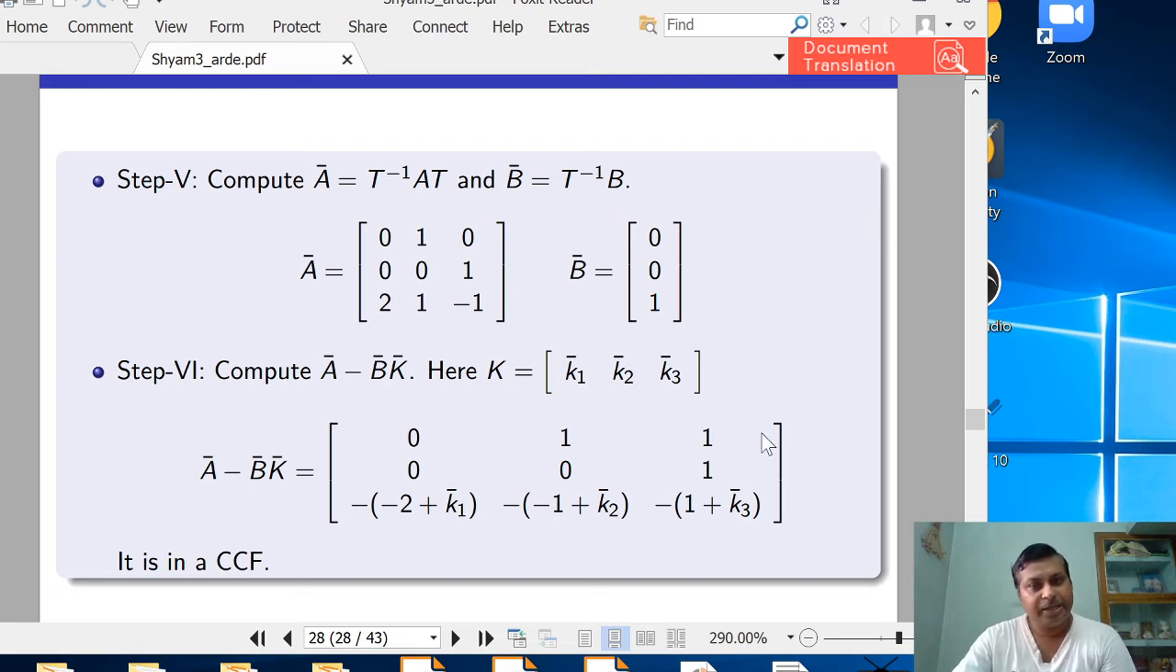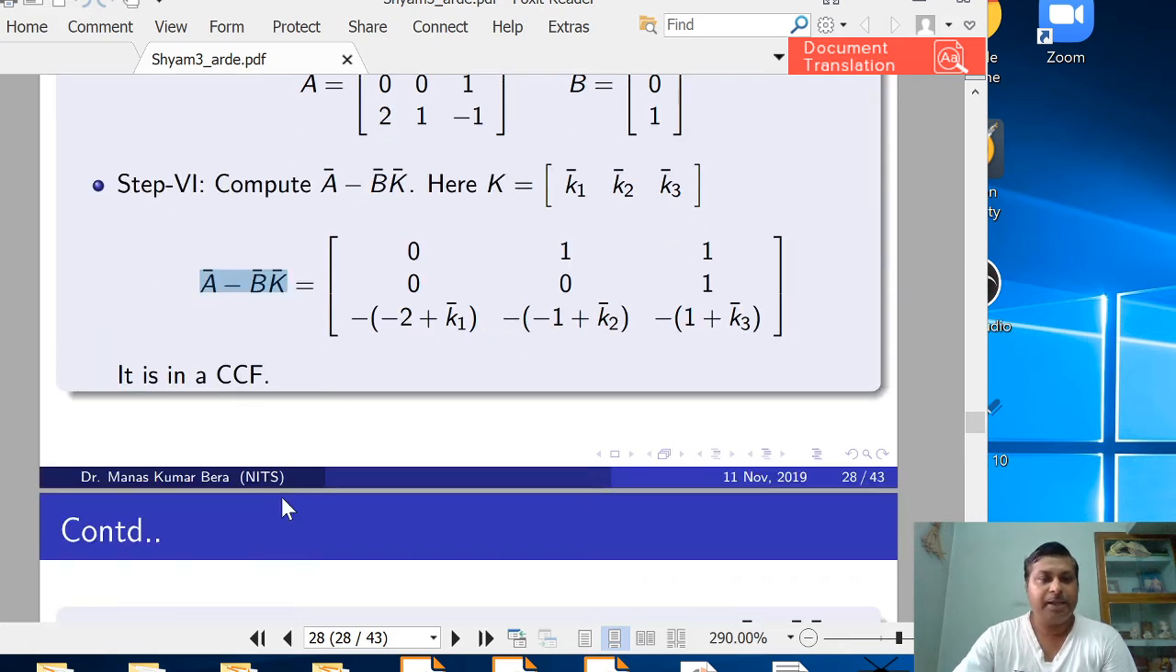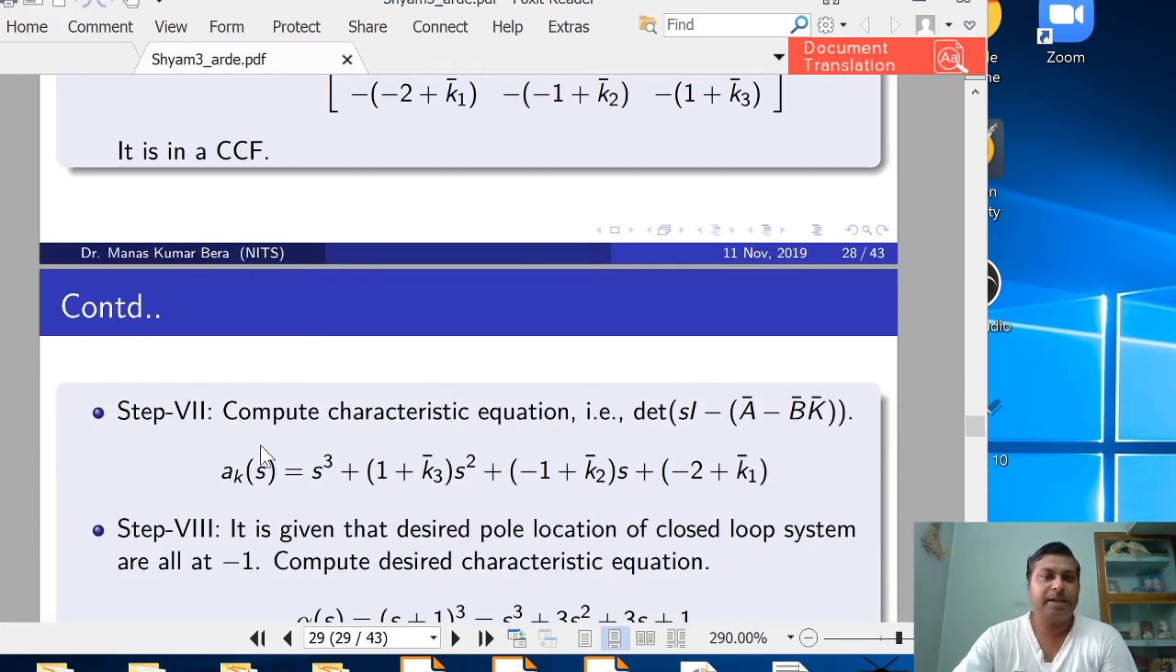You see it is in controller canonical form. So if I want to find the characteristic equation of this closed loop system A bar minus B bar K bar, that is also very easy to calculate. It can be written directly, in reverse order with the negative sign: s³ + (1 + K3 bar) s² + (-1 + K2 bar) s + (-2 + K1 bar).